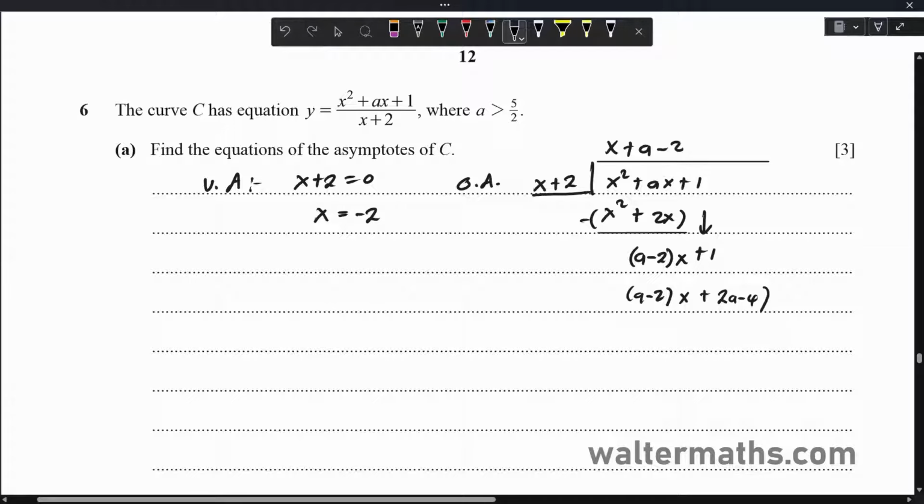We subtract again, and the remainder is: a minus 2 of x minus a minus 2 of x is 0, and 1 minus this gives minus 2a plus 5. But for the oblique asymptote, we just want the quotient. Therefore, the oblique asymptote is y is equal to x plus a minus 2. Is that what you got for this? Yes, I got that. Good, that's fine.